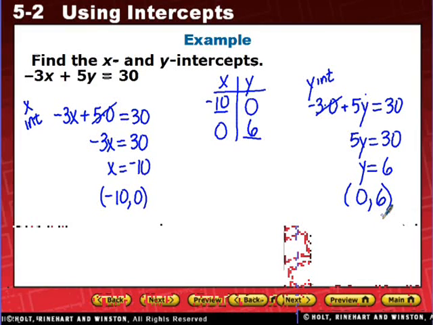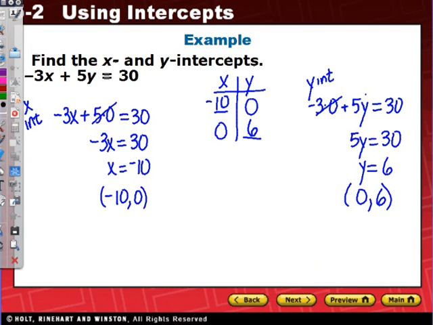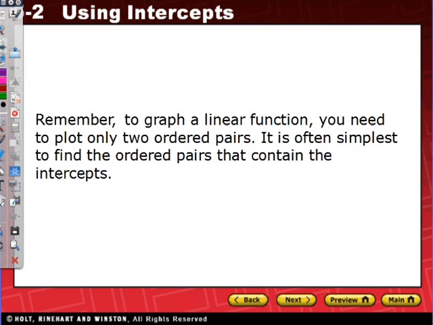Once you have that information, then really to graph a line, all you need is 2 ordered pairs. 2 points make a straight line. 3 points is safer, but the x and y intercepts are usually pretty easy to find. So we can actually get away with just having 2 points and connecting them with a line. And those 2 points can be the intercepts.